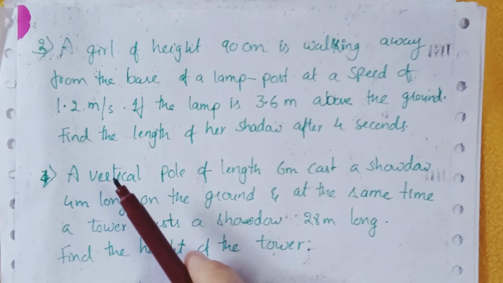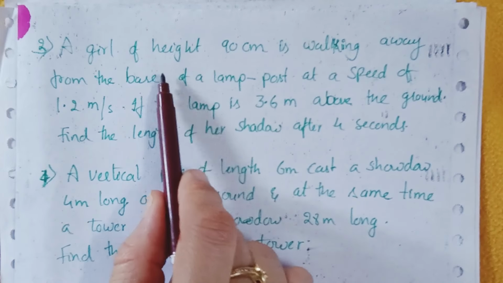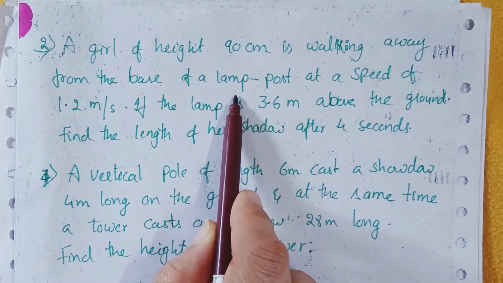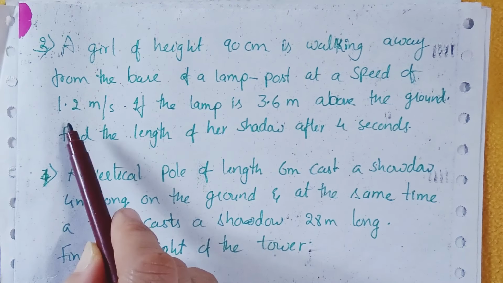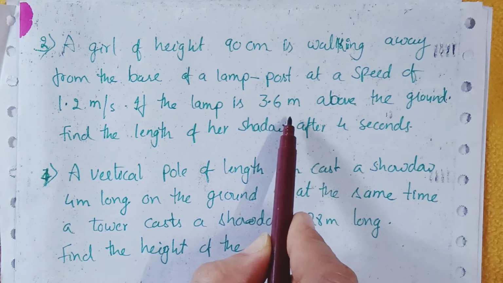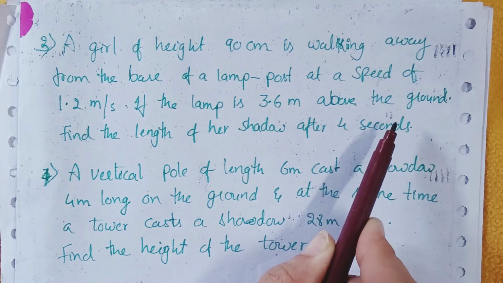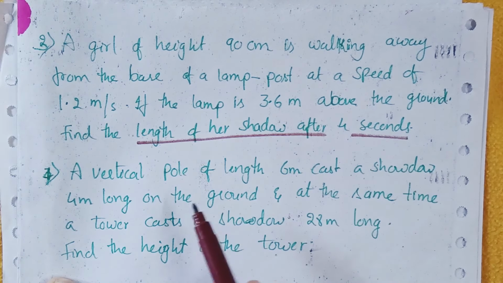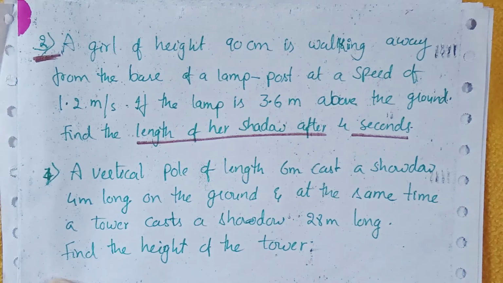So the third question is, a girl of height 90 centimeters is walking away from the base of a lamp post at a speed of 1.2 meters per second. If the lamp is 3.6 meters above the ground, find the length of her shadow after 4 seconds. This is the third question.